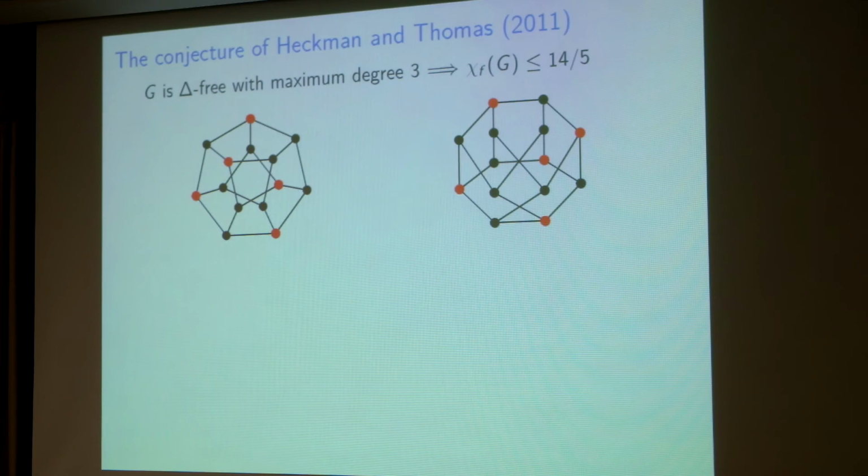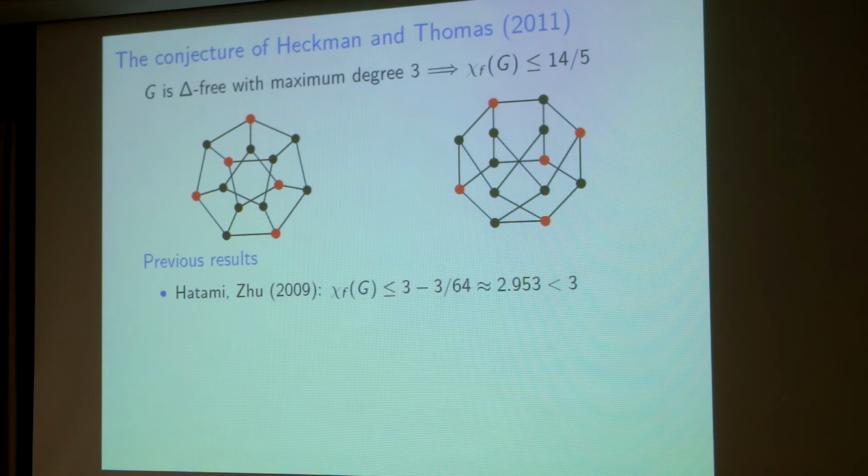Okay. So, as I said, this is the conjecture I would like to focus on. So maybe let me read it again. You have a triangle-free graph that has maximum degree 3, and you want to show that the fractional chromatic number of this graph is at most 2.8. Before we start working on that question, there was already quite some progress. In 2009, Hatami and Zhu showed that the fractional chromatic number of these graphs is at most 3 minus 3/64, and it was the first result where the fractional chromatic number of triangle-free graphs of max degree 3 was bounded away from 3.